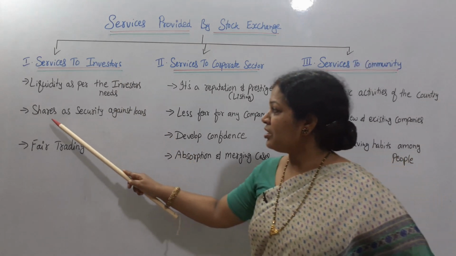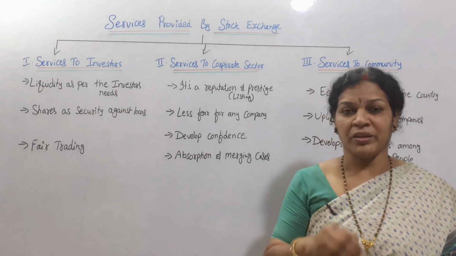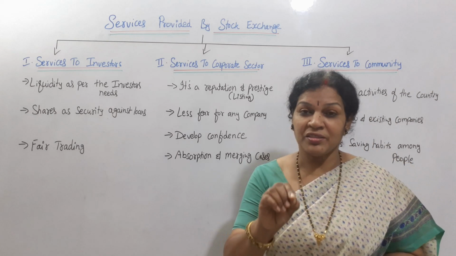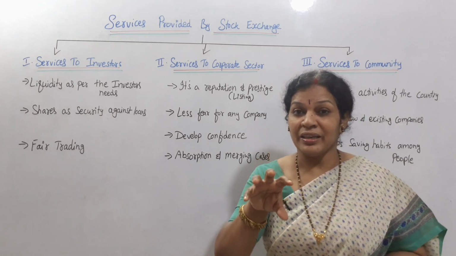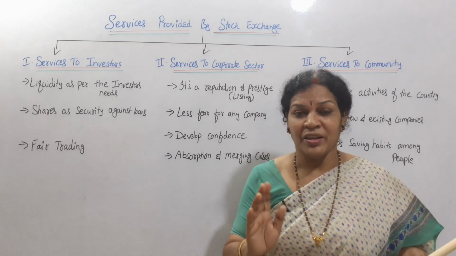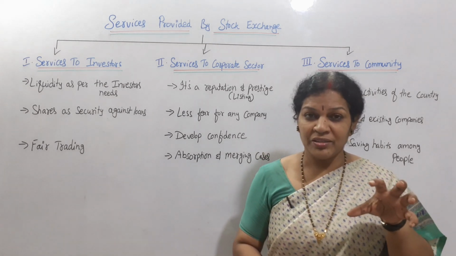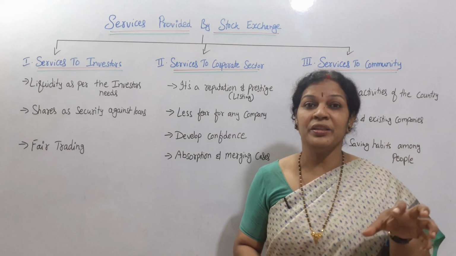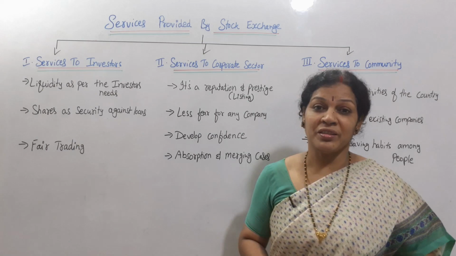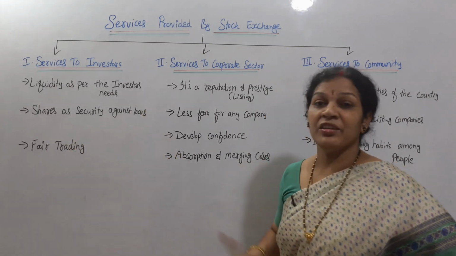Another thing is shares as security against loans. If you buy shares from this stock exchange, they sell the securities of listed companies only. Listed companies means established companies. When you buy securities from established companies, they have some kind of value in the market. So with these securities, even the banks are providing loans. That is what we mean by shares as security against loans.